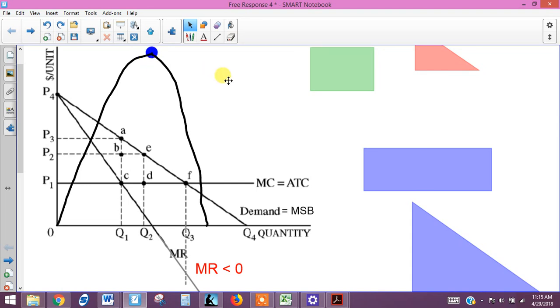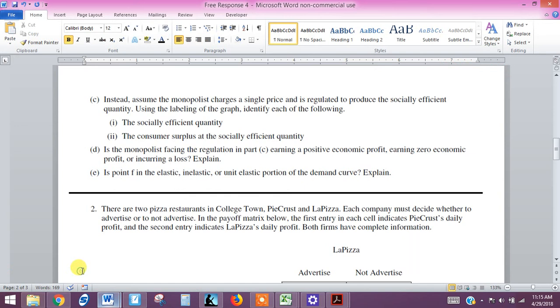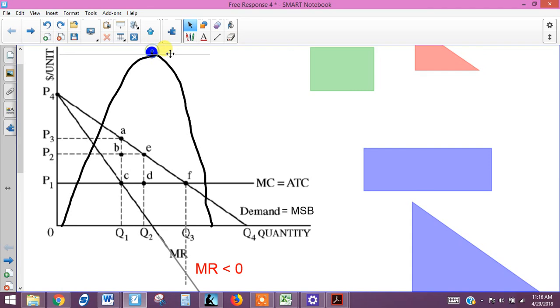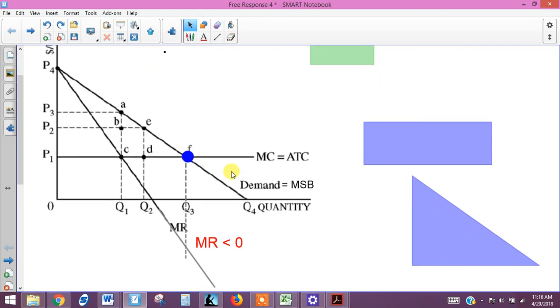Okay, so that takes care of question 1, I believe. Let me make sure. Yeah. So the way you want to explain this is you just want to simply say that at this point on the demand curve right here, marginal revenue is less than 0, is negative, and that's why we know that it's inelastic. Okay, I'm going to come back on the next video and talk about question 2.